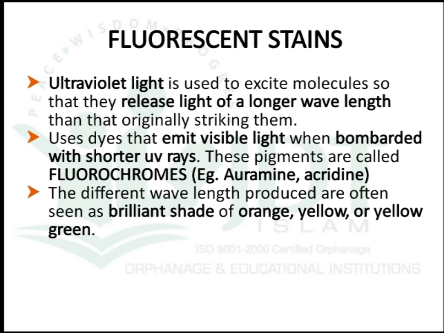Next staining method is fluorescent staining. In this, ultraviolet light is used to excite the molecules so that they will release light of longer wavelength than that originally striking them. So they will use dyes that emit visible light when bombarded with short UV rays. These pigments are also called fluorochromes, for example auramine and acridine. The different wavelengths produced are often seen as brilliant shades of orange, yellow or yellow-green.